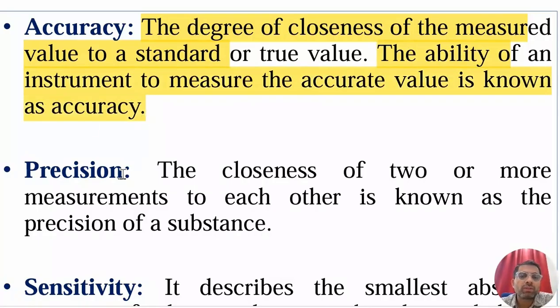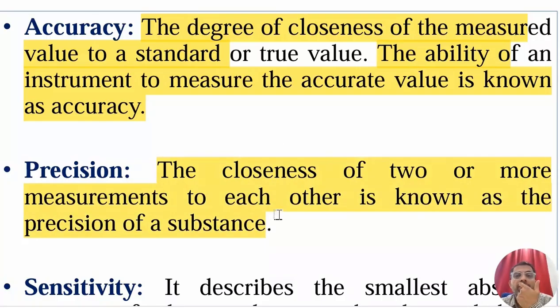What about precision? So many students are confusing accuracy and precision. Okay, so the precision is what? The closeness of two or more measurements to each other is known as the precision of the substance. मतलब accuracy is degree of closeness of measured value to the standard value. And what about precision? Precision is the closeness of two or more measurements. Very important line. Two or more measurements to each other. It is called as a precision.